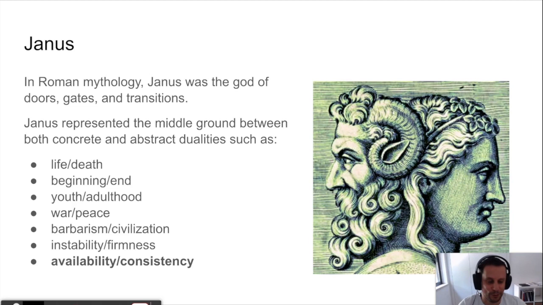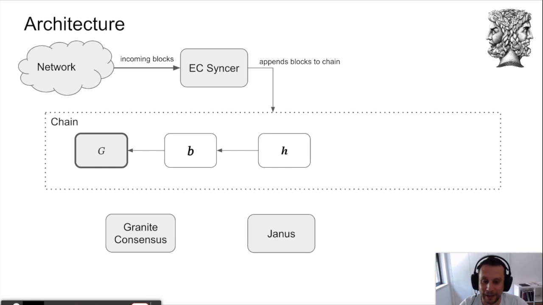You know, like in Roman mythology, Janus was the god of doors, gates, transitions, and kind of represents the middle ground between things: life, death, beginning, end, instability, firmness, availability, inconsistency. The way it works is actually very simple, and should lead to a very simple implementation. Janus runs in a loop. That loop first reads the canonical head of the chain, and then whatever that head is in the node, it proposes that head as the input to an instance of granite consensus.